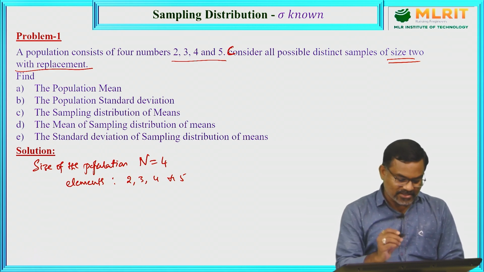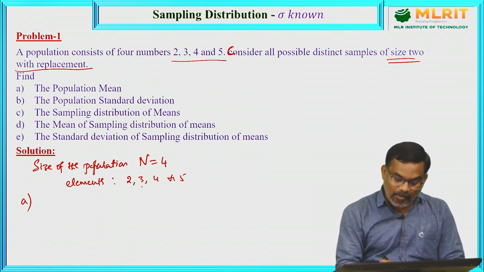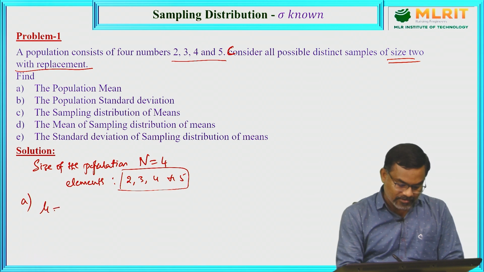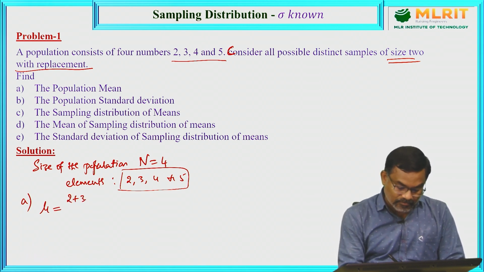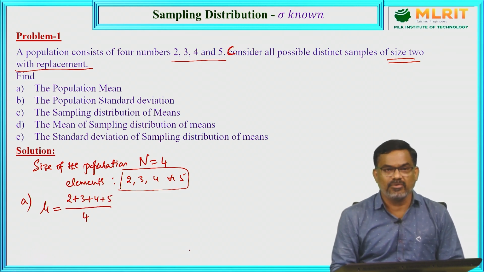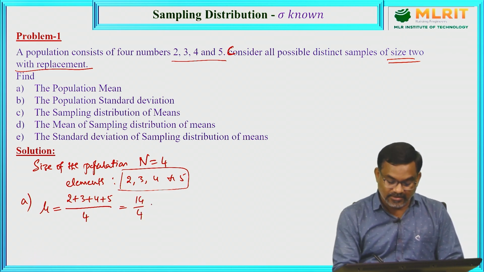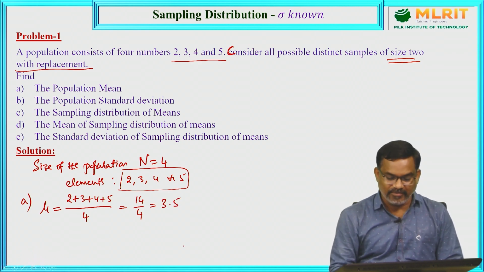So here, coming to the first one, the population mean. Since the population has 4 elements, the mean of the population denoted by mu is given by the sum of those 4 numbers divided by the total number of elements. So 14 divided by 4, which is equal to 3.5. So the mean of the population is 3.5.